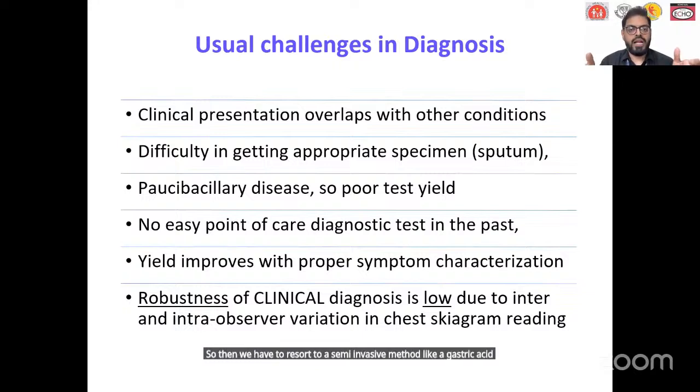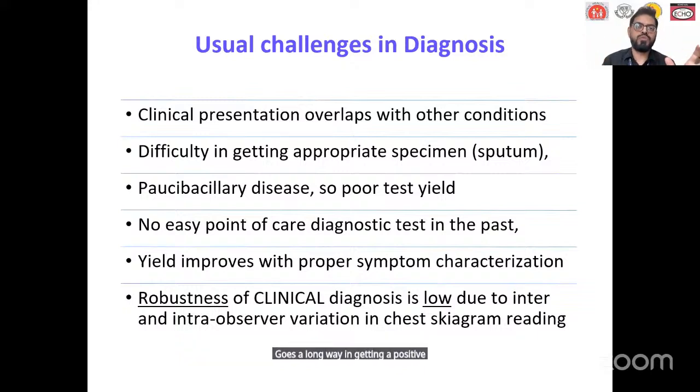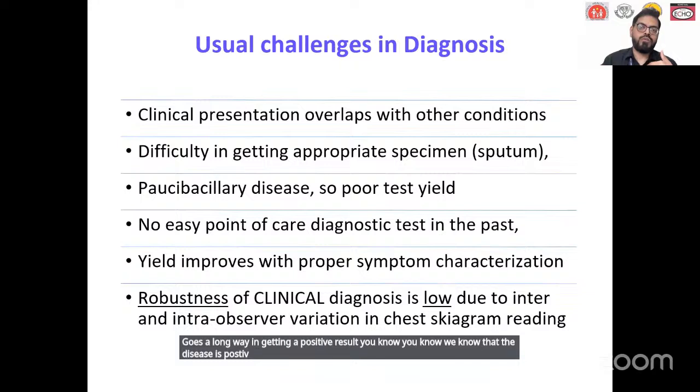Therefore that brings us to the importance of learning the proper procedure of taking a gastric aspirate. As we are all pediatricians here today, each and every one of us should be aware of the basic procedure of how to take a gastric aspirate, because the quality of the sample goes a long way in getting a positive result. We know that the disease is paucibacillary. Whatever amount of sample we send, because the bacterial load is low, it is possible that the test can come back negative. But if you don't collect the sample properly in the first place, then almost always the test comes out negative. So that is another challenge: how to get a sample for pulmonary TB.